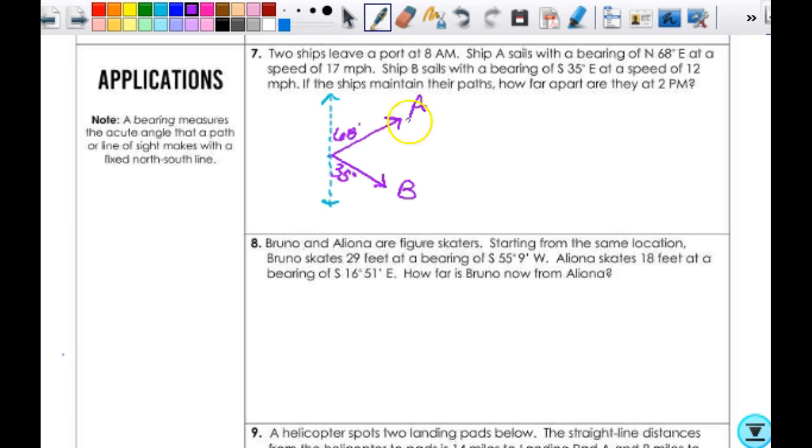And then it says how far apart are they at 2 p.m. So I'm going to put an X there. That's how far apart they are. Then it also tells me that ship A was traveling 17 miles per hour and B was 12 miles per hour. So are the 17 and the 12 the lengths of the sides? No, because those are speeds. So how do I figure out the lengths of the sides? Okay, I have got to figure out how many hours went by, and then once I figure that out, I do what? Multiply.